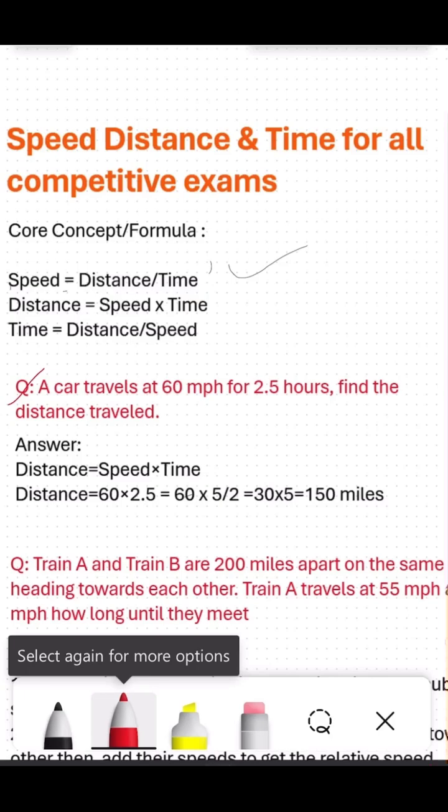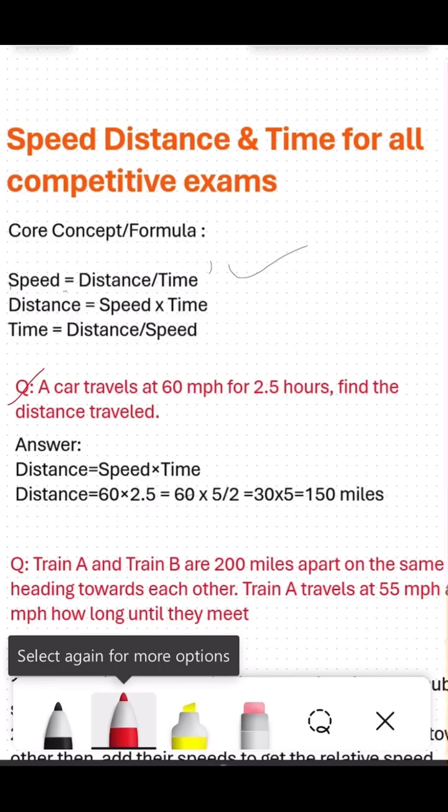Let's start with a simple example, and then we'll see some advanced examples with respect to train problems, as well as some platform examples, how the train crosses the platform and what is the distance and time required to cross this platform. So let's start with a simple example.